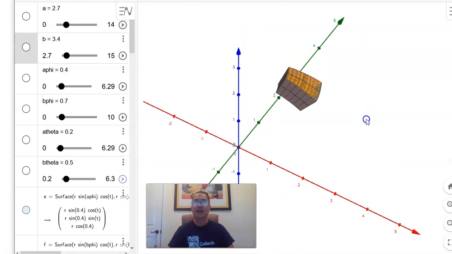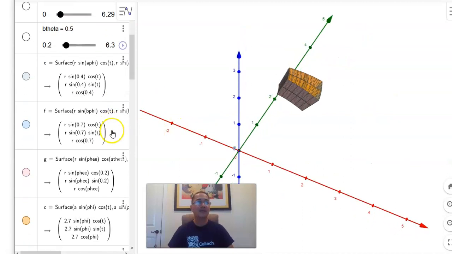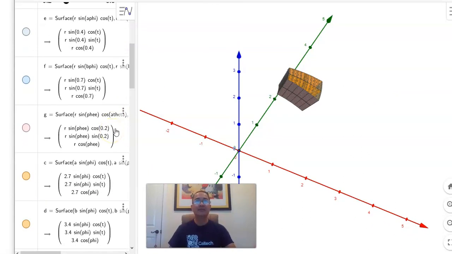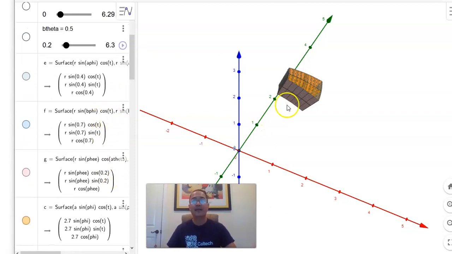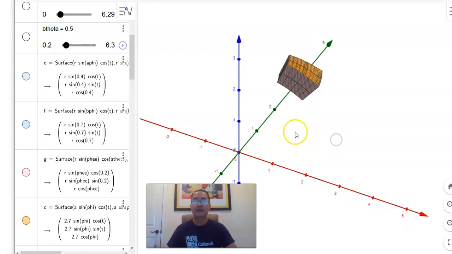So what are we going to do? We have a few more goodies over here. I'm going to hide the boundary surfaces. So again, we have an upper and a lower, an inner cone and an outer cone.